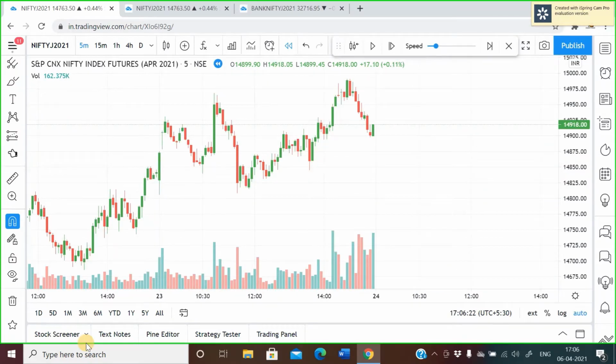So let's do some backtesting and see for ourselves how this strategy works. Let's go to 24th March and see how to use this strategy for trading Nifty futures and see the result for ourselves. So I'm in the replay mode for 24th March, and let's see how to use this strategy to take a long or a short trade. So let's start.